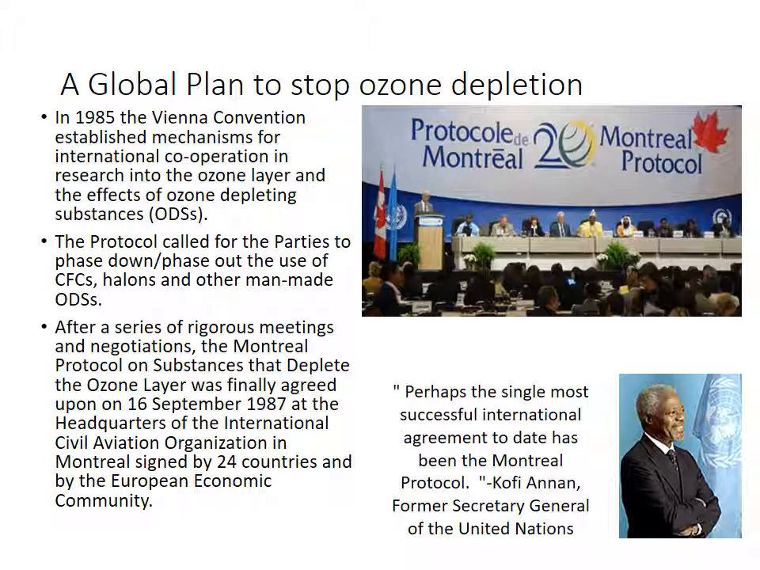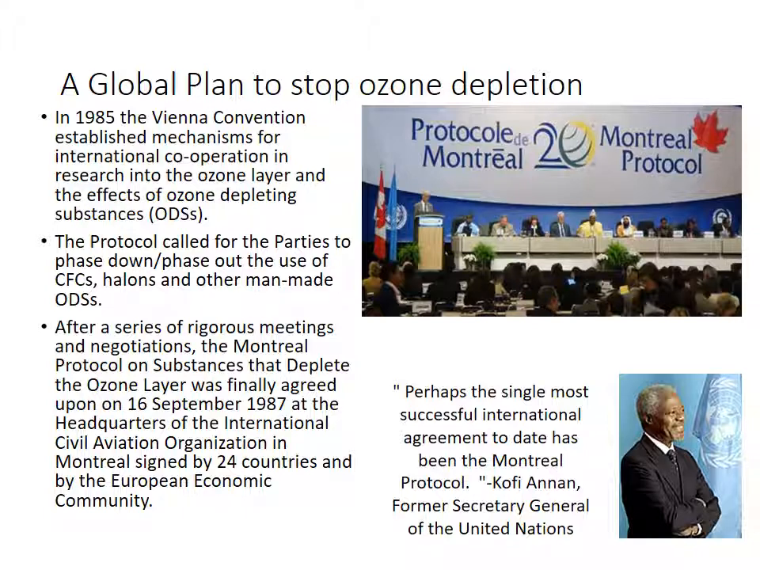So if you remember, 1985 was when they first discovered that there was actually a hole in the ozone. At the 1985 Vienna Convention, they established mechanisms for international cooperation and research into the ozone layer and the effects of ozone depleting substances. The protocol called for parties to phase down or phase out the use of these ozone depleting substances.